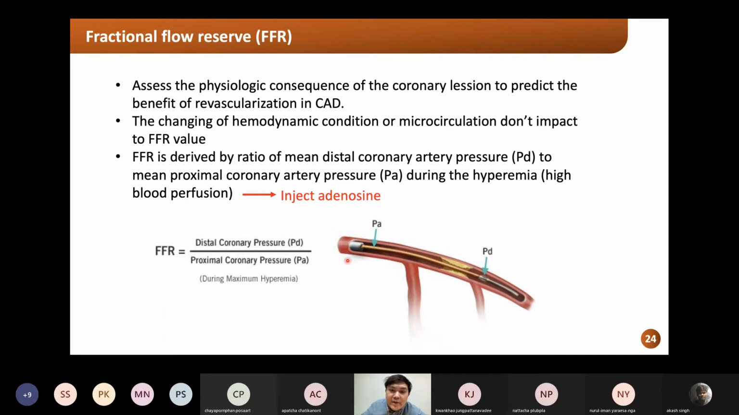So when you insert the pressure guide wire across the stenosis lesion, the FFR value will be acquired by using the distal coronary pressure, or Pd, the pressure below the lesion, divided by the pressure above the lesion, Pa, or proximal coronary pressure, during the maximal hyperemia, when the doctor has to inject adenosine to induce high blood perfusion.